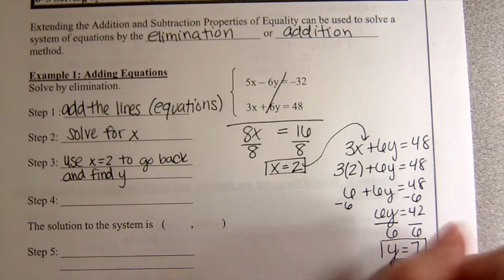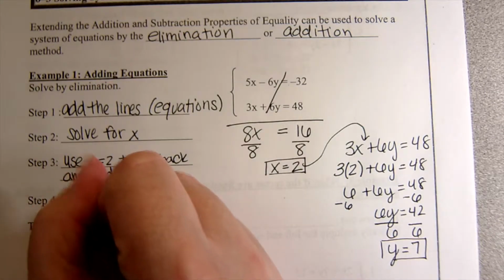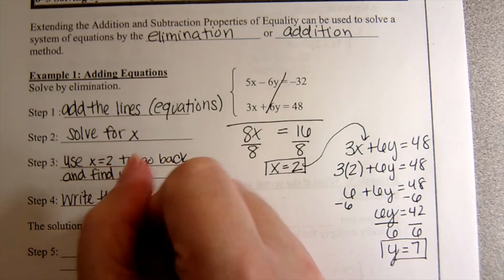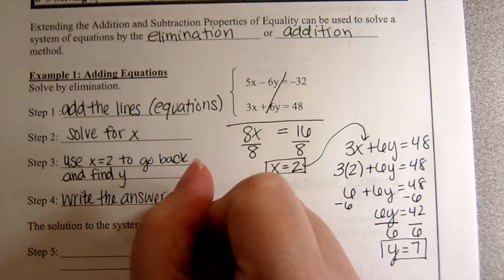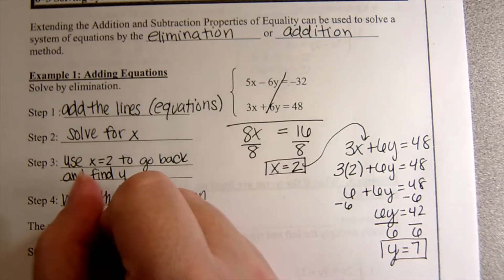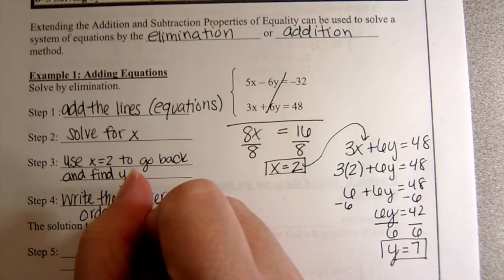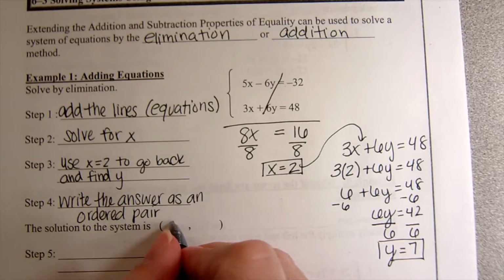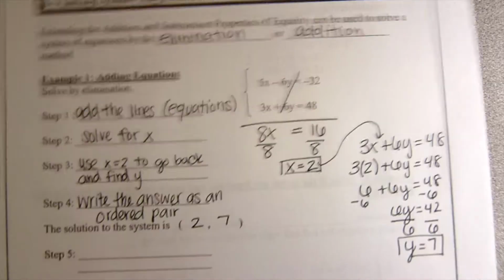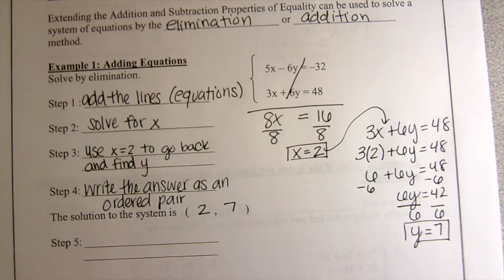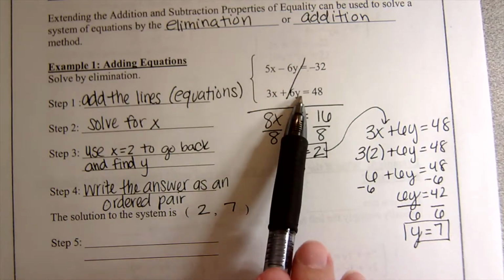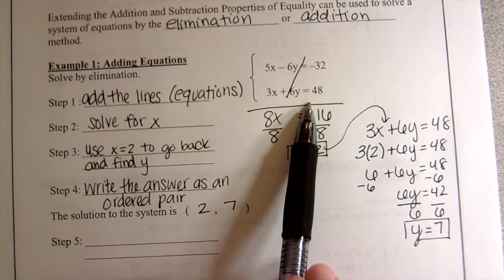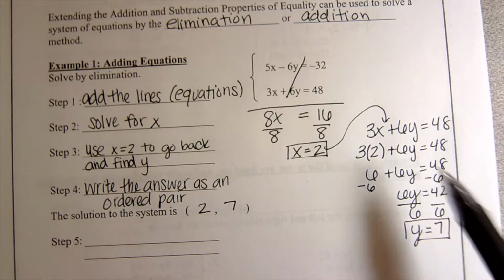So step 4, write the answer as an ordered pair. What is the solution here? 2, 7. Good. Step 5 would be to check the solution. I am not going to make you check it, but if you wanted to, you would take the solution point, 2, 7, plug it into both equations and make sure that it came out to a true statement. Are there any questions on how to do this?